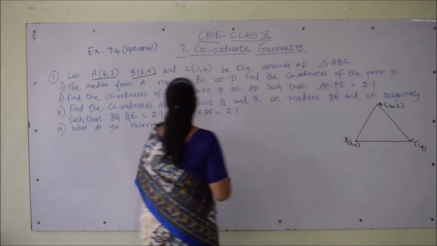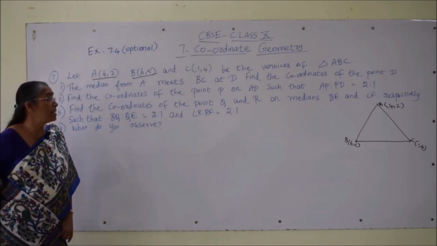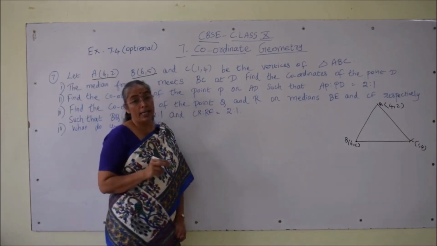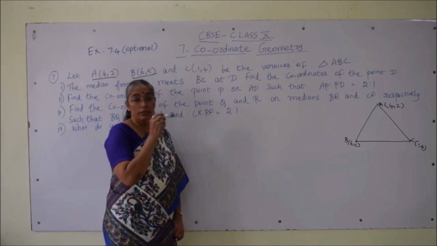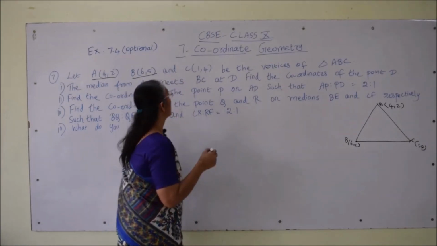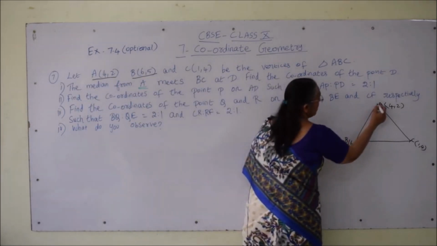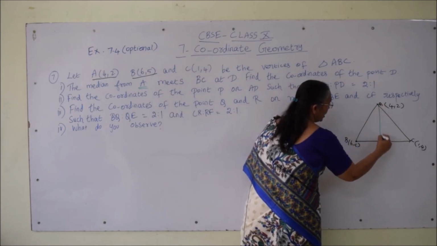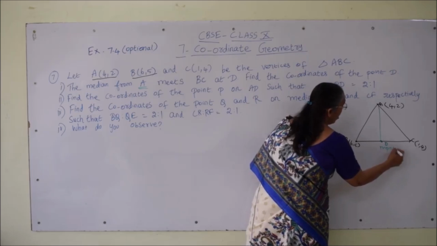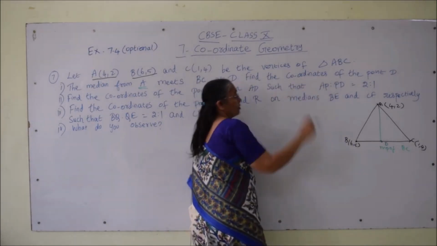Now let us see what are the questions given here. The median from A meets BC at D. What is median? Median is a line segment drawn from the vertex to the midpoint of opposite side of a triangle. Here the vertex is given, A vertex. So, median is a line segment drawn from the vertex to the midpoint of opposite side. Now, D is nothing but midpoint of BC. Find the coordinates of the point D.